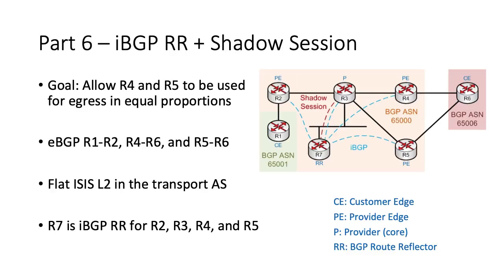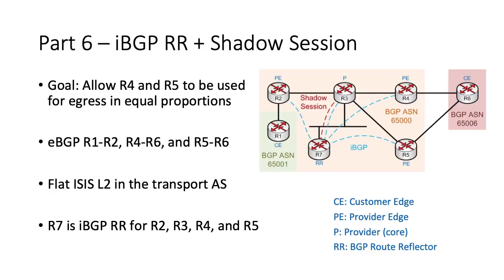Last time, we saw how route reflectors can simplify our iBGP configuration, but they also hide topology information. Specifically, R2 only learned one path to R6, even though two are available. One solution to this problem is to use a shadow session, which creates a second iBGP session from a route reflector client to the route reflector.